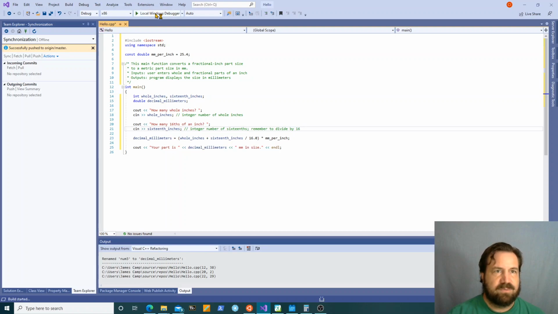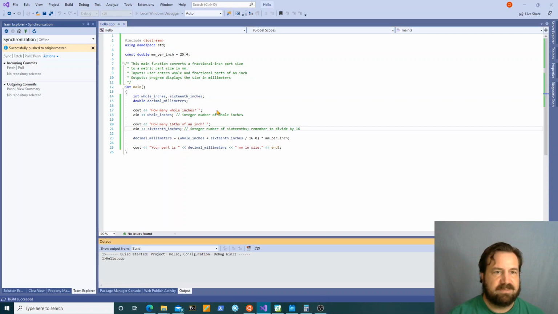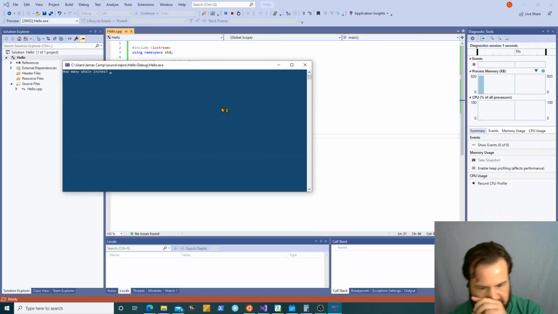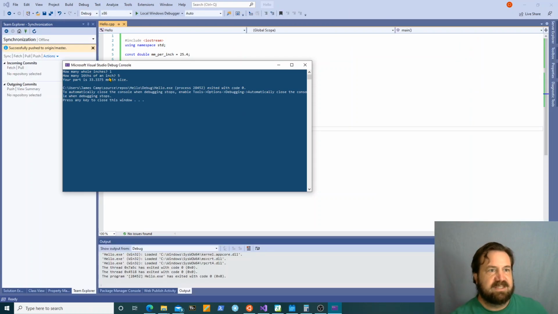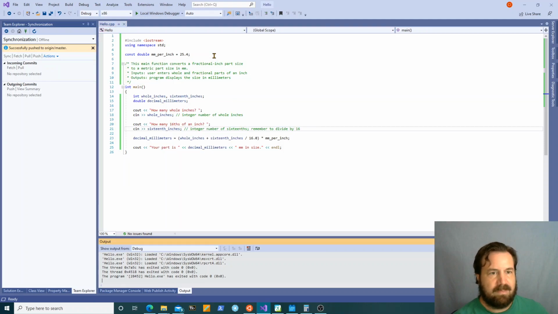So if I run this program, how many whole inches? Let's say my part is 1 5/16 inch. So 1 5/16 inch, that's a 33 millimeter metric socket. Okay. 33.3, so it's a little bit bigger than 33 millimeter.